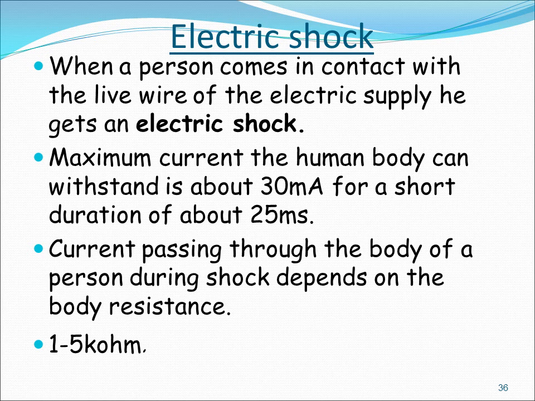What is electric shock? When a person comes in contact with the live wire of an electric supply, he gets an electric shock. The maximum current the human body can withstand is about 30 milliampere for a short duration of about 25 milliseconds. The current passing through the body during shock depends on the body resistance, and under dry conditions the resistance is very high, 1 to 5 kilo ohm.